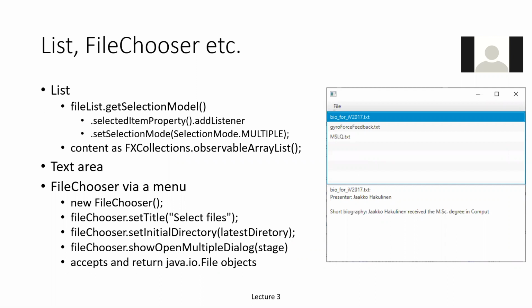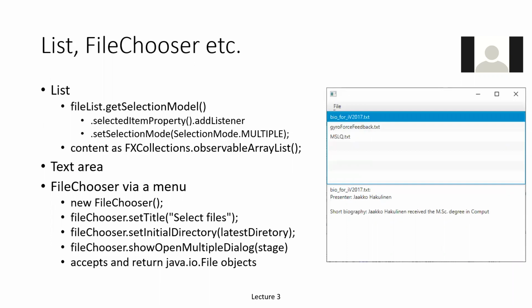So list has this selection model called get selection model. You can do a couple of things. You get the selected item property where you can add a listener to listen to the user clicking the different elements of the list, and possibly doing the multi-selection if you have enabled that. So that's through the selection model as well. The selection model you set whether it's single selection or multi-selection. And the content of the list can be defined as this observable array list.